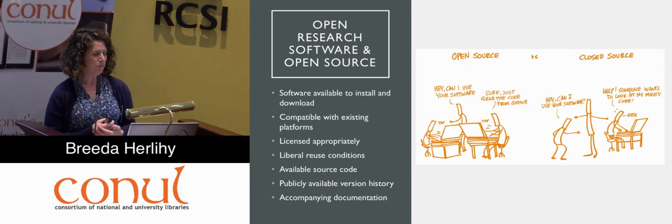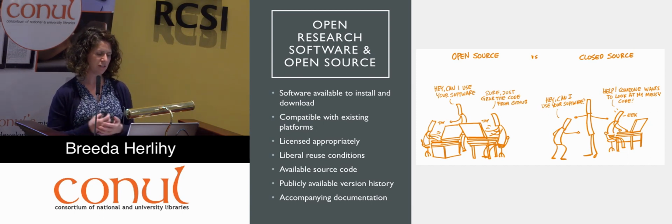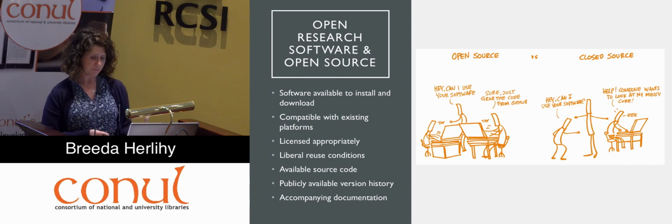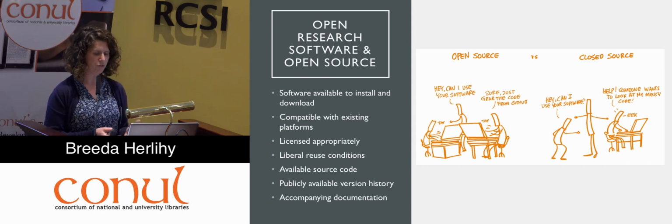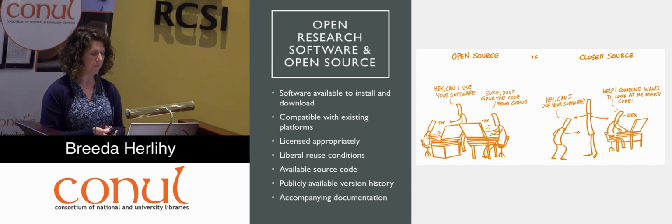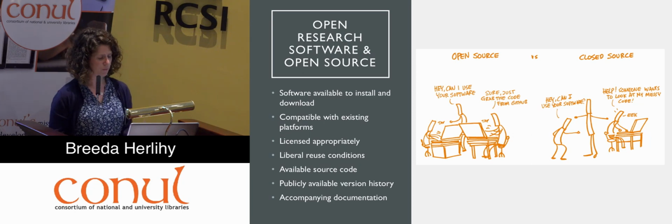Another aspect of open science is open research software and open source software. Again, something that you're probably all familiar with, the advantages of open source software versus closed source software. So it refers to the use and development of software for analysis, simulation, visualization, where the full source code is available. And in addition, open source software must be distributed in source or compiled form. It's compatible maybe with existing platforms, it's licensed appropriately and has liberal reuse conditions that allow maybe modification, derivation and redistribution so that others can build on the software for their own purposes.